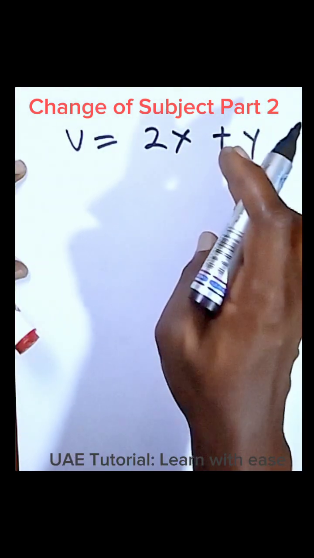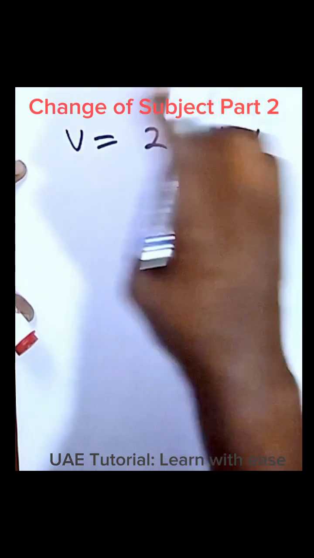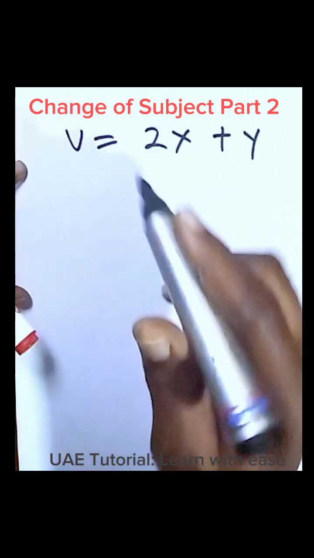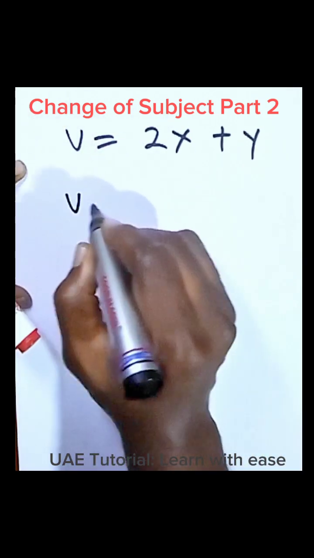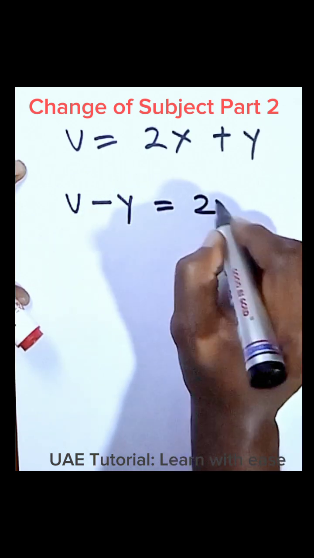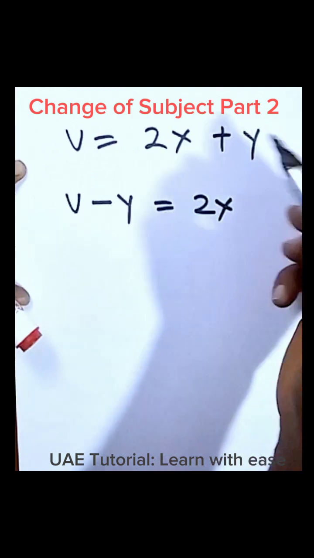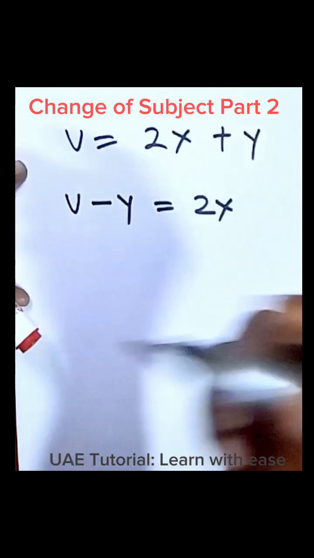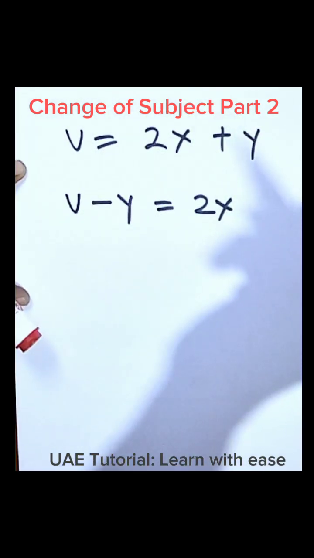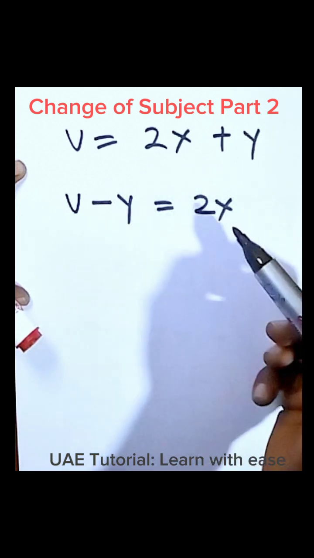And remember, y here is carrying a positive sign. So when we're moving it across the bridge, what happens? Watch. V minus y equals 2x. We moved it across the bridge and it changed from plus y to minus y. That's simply how you do it. But remember, x is still not the subject of the formula here.